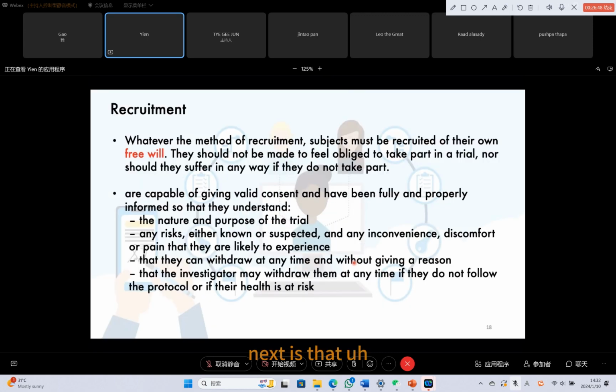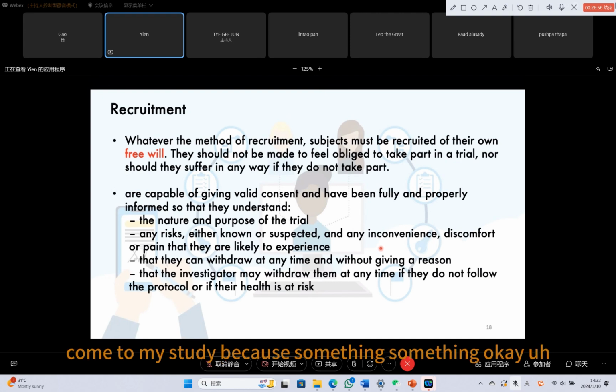Next, when you recruit your subjects, it must be based on the subject's free will, meaning you cannot force them, okay, to come to my study because of something.